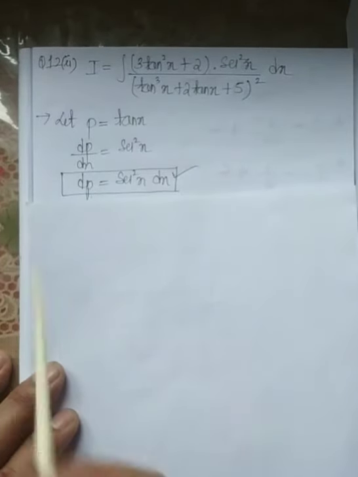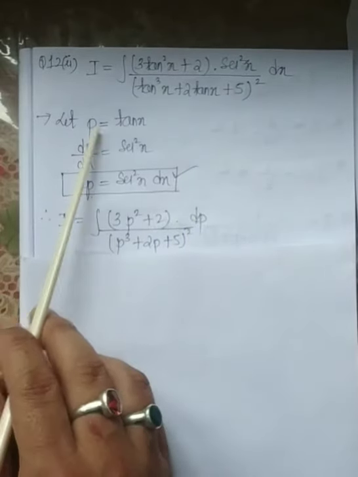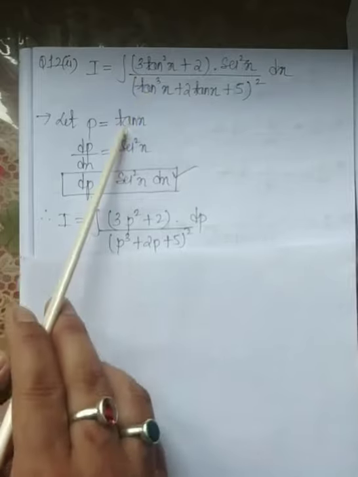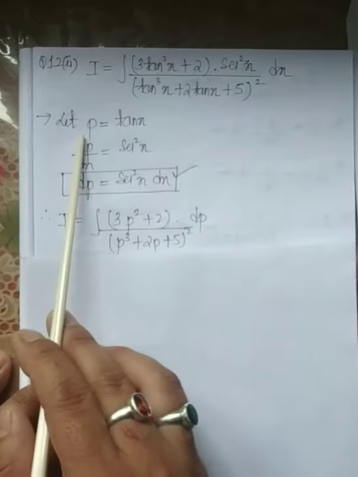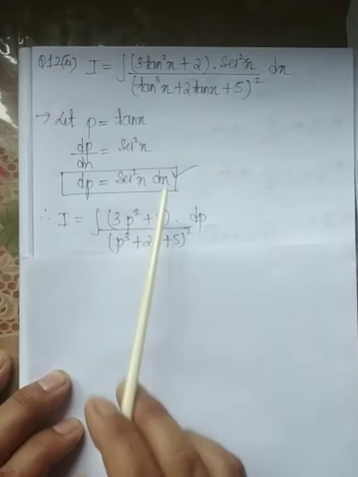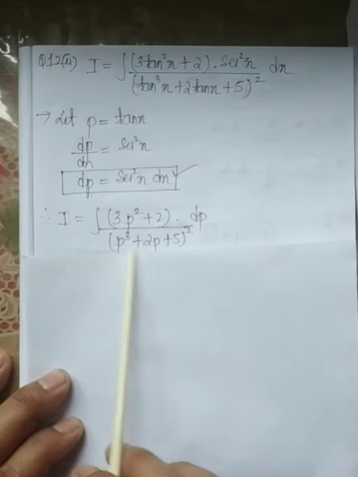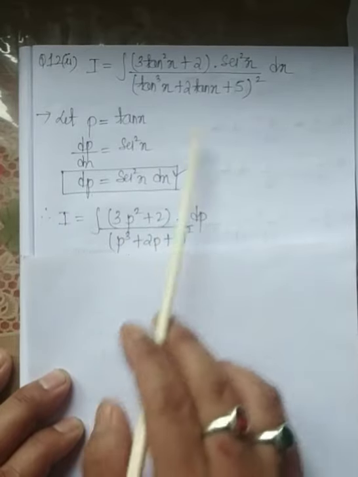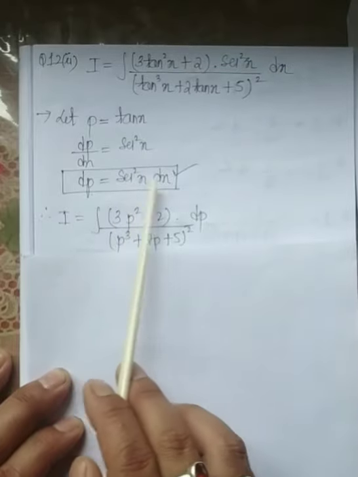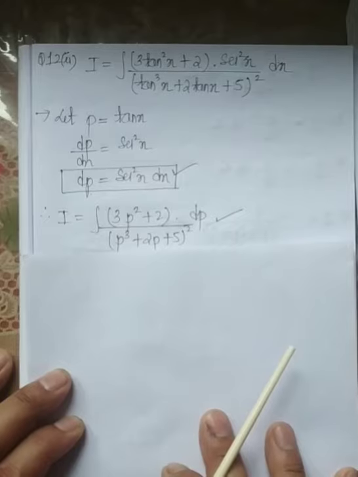Let us see how. So therefore capital I becomes this. P equals to tan x. So therefore this will be 3p square plus 2 divided by p cube plus 2p plus 5 whole to the power 2, and sec square x into dx. Sec square x into dx is dp. So I hope you are clear with this step. Pause the video to note it down. I hope we are clear with this. Just substitute the values and then we get this.